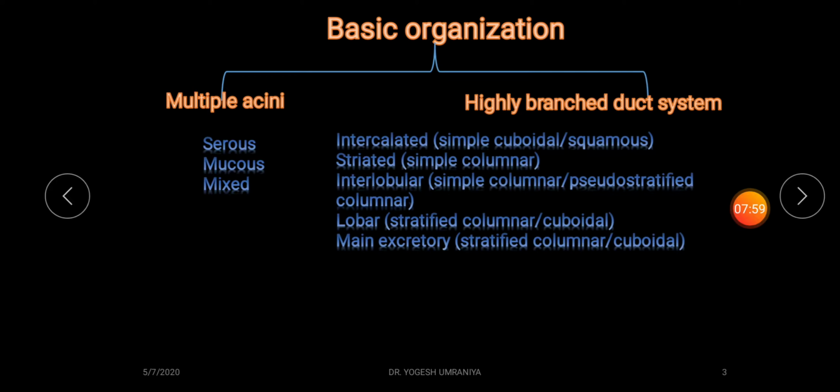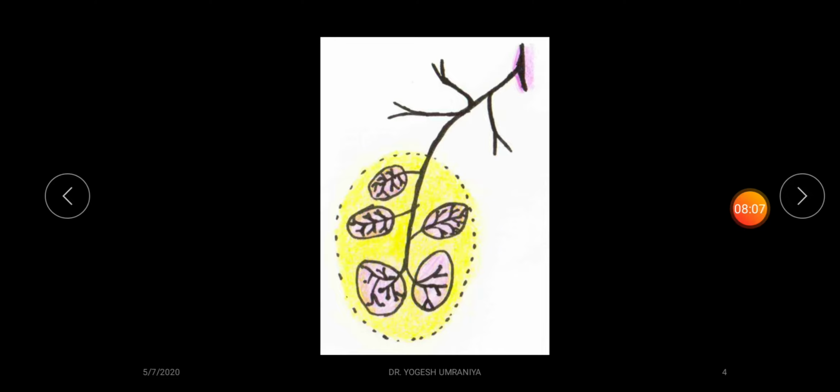Now, we will see a schematic figure to show you how the acini and duct system are oriented. Here you can see the schematic diagram. In this you can see this yellow colored area covered with a dotted line. This is considered a lobe of the salivary gland. The salivary gland has many lobes, and each lobe has a lobar duct. Within this lobe you have aggregations of the acini, and that aggregation is termed the lobules.